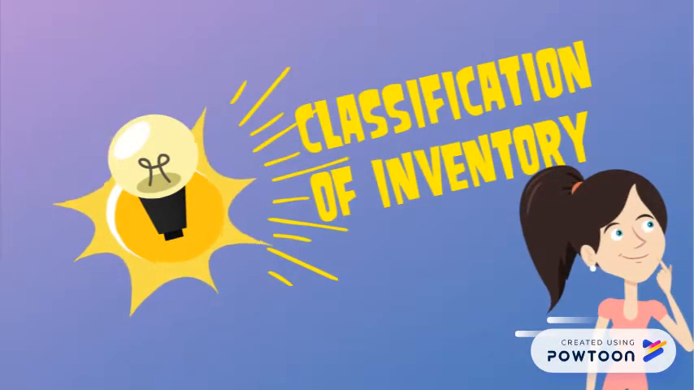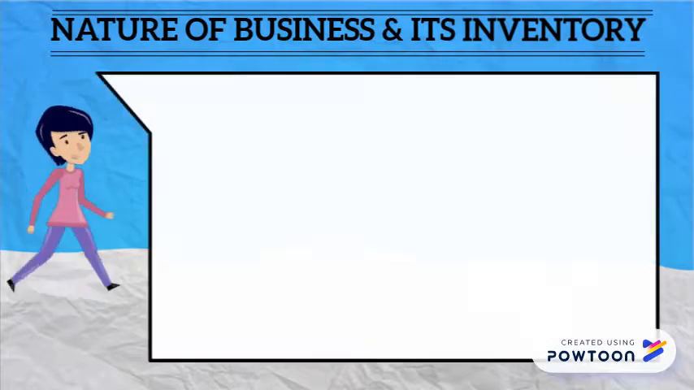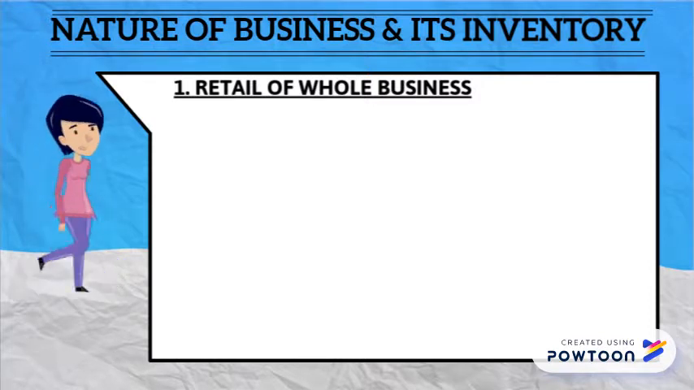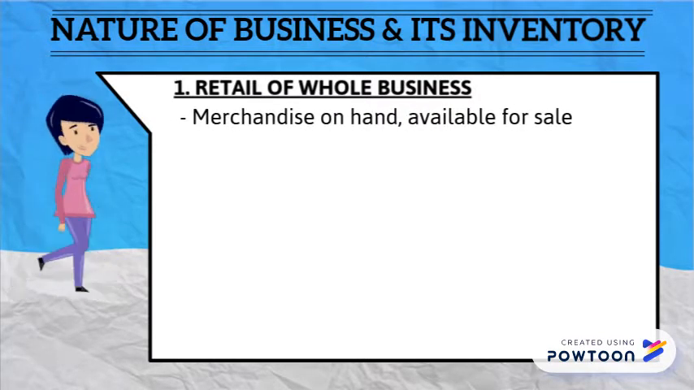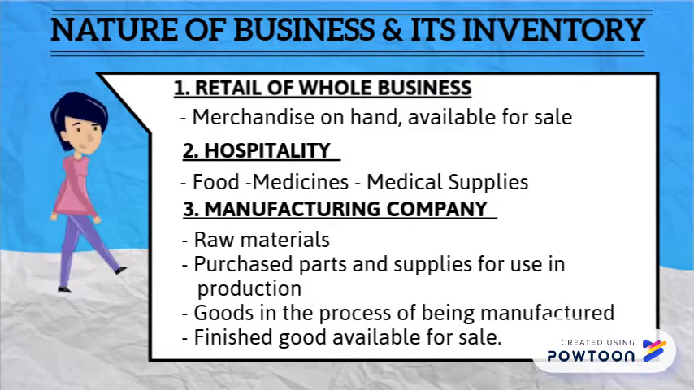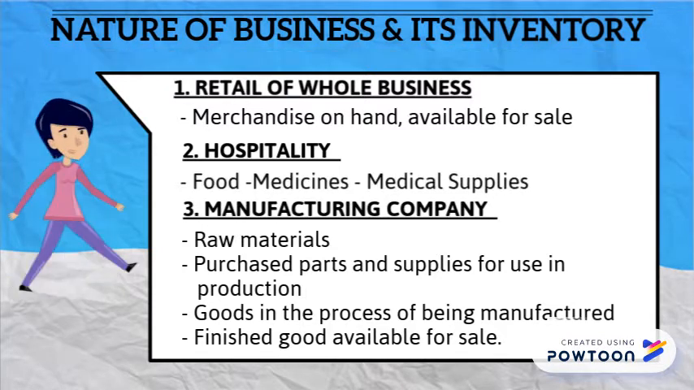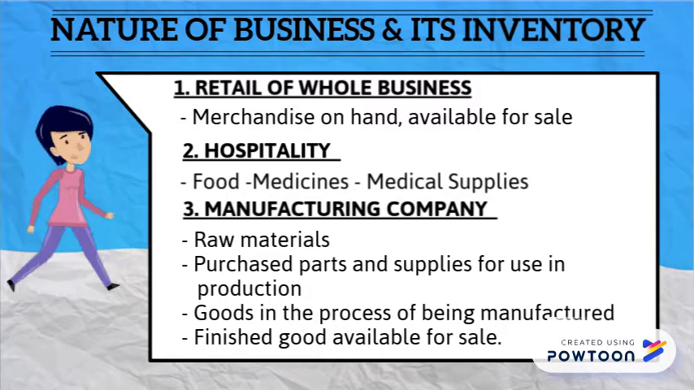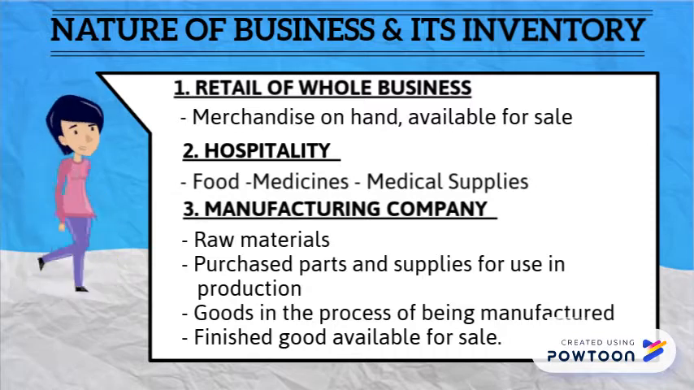Classifications of inventory. Nature of business and its inventory. First, retails of the whole business: merchandise on hand available for sales. Second, hospitality: food, medicines, and medical supplies. Third, manufacturing company: raw materials, purchased part and supplies for use in production, goods in the process of being manufactured, finished good available for sale.